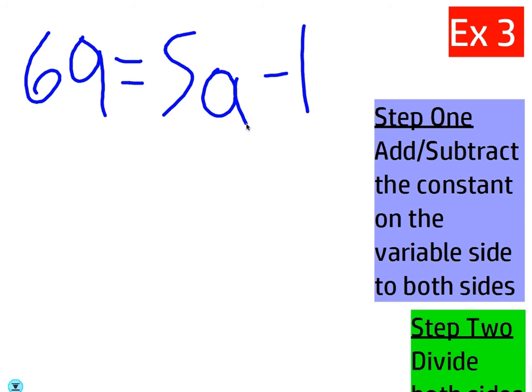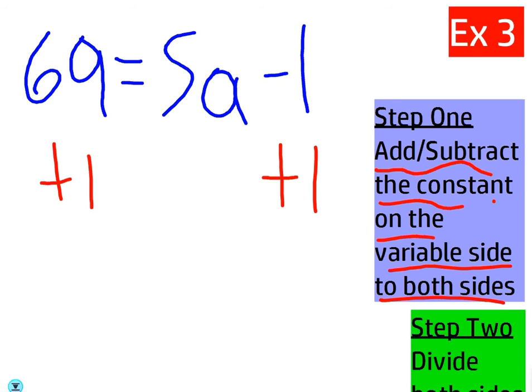So it says add or subtract the constant on the variable side to both sides. So what are we going to be doing? Somebody raise their hand and tell me. Adding 1 because it's the constant and it's on the variable side. So we add 1 to both sides. 69 plus 1 is 70.